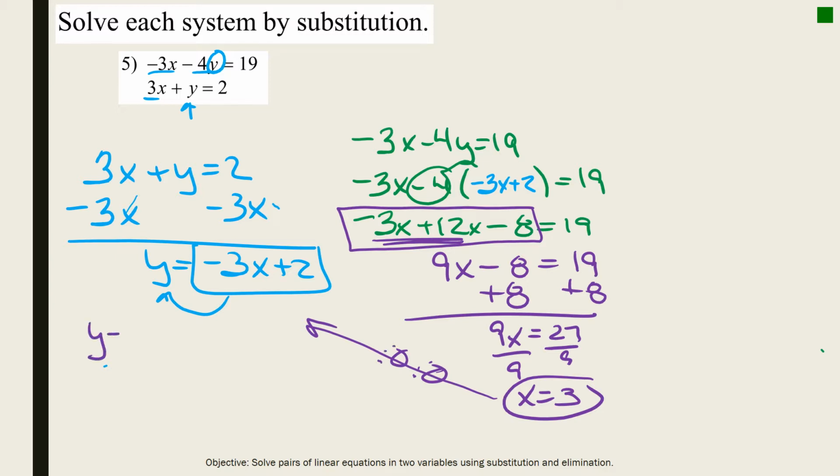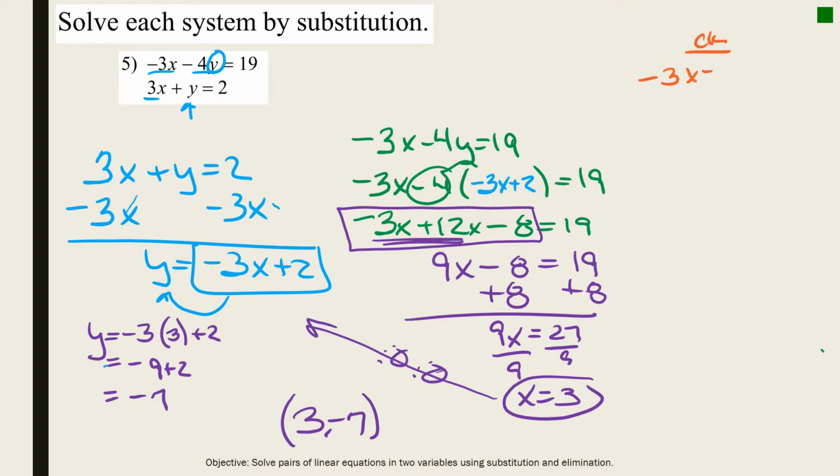I'm going to find out y by putting 3 in for x. So negative 9 plus 2, y is going to equal negative 7. So my answer is 3, negative 7. To check it, negative 3x minus 4y, I'm going to put 3 in for x and negative 7 for y. I get negative 9 plus 28, that equals 19.